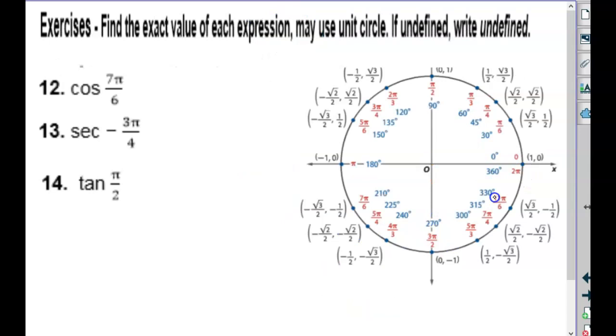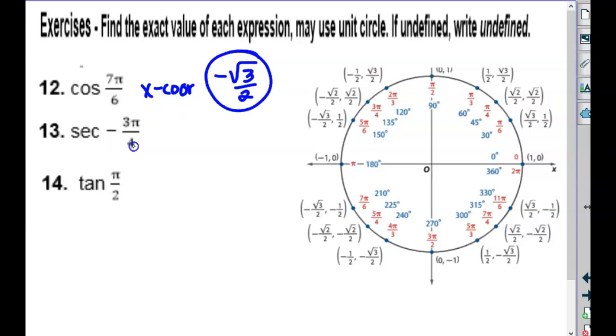Here we go. Ready? You have a ton of these on the quiz Tuesday. So you will have a unit circle for it. So you go to 7 pi over 6, which is right here. And for cosine, all you do is write down the x coordinate, right? So negative. Okay.